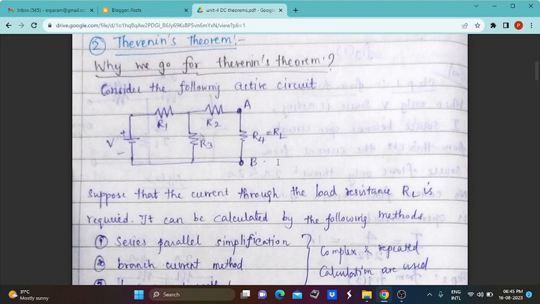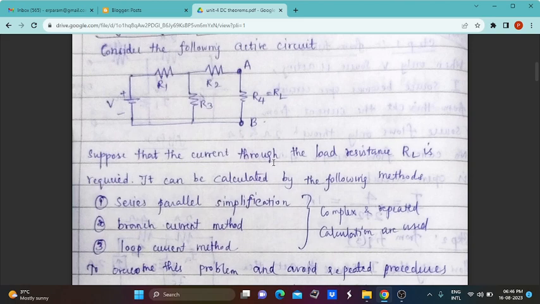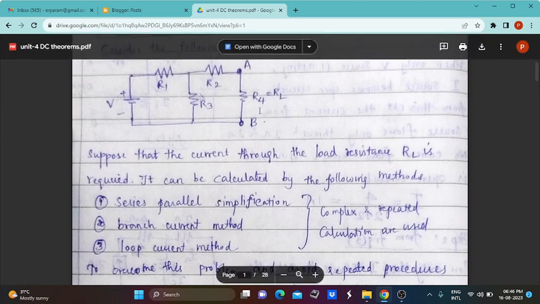Now we have to find the unknown parameter. What is the current flowing through this load resistor R4? Because R4 is connected in between terminals A and B, it acts as a load resistor. We have to find the current flowing through this R4 resistor. With the help of three methods, we can find this unknown current through the load resistor R4.